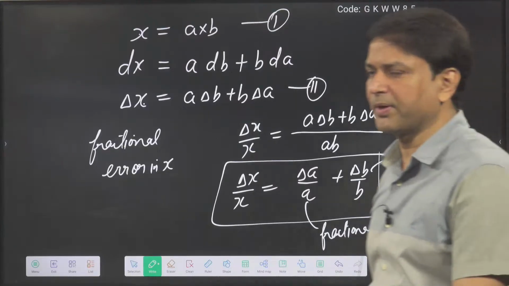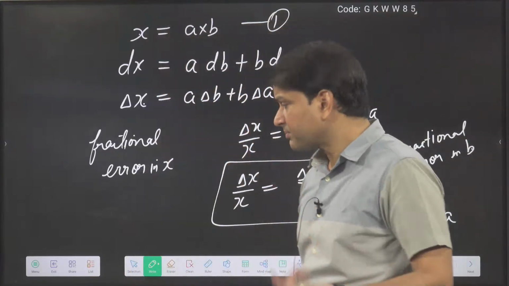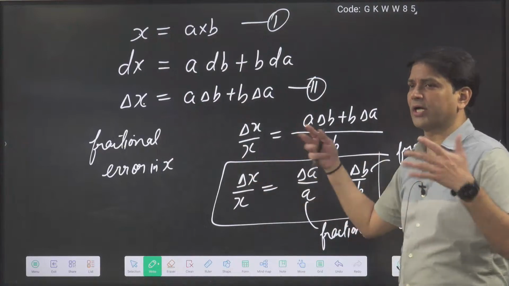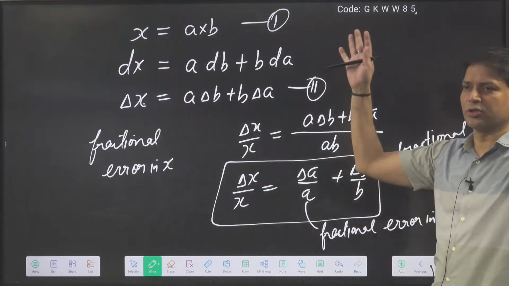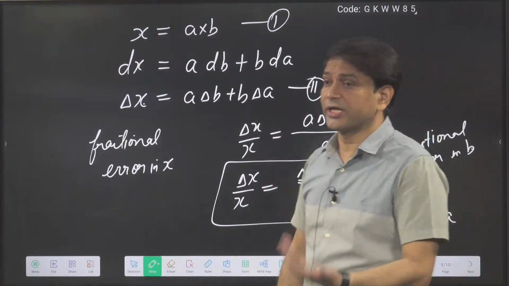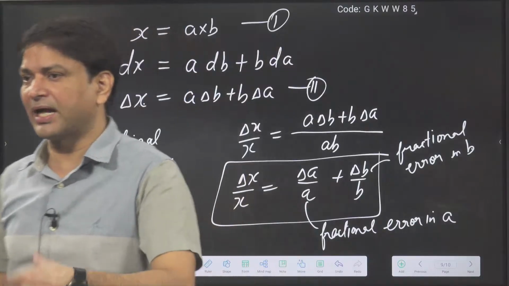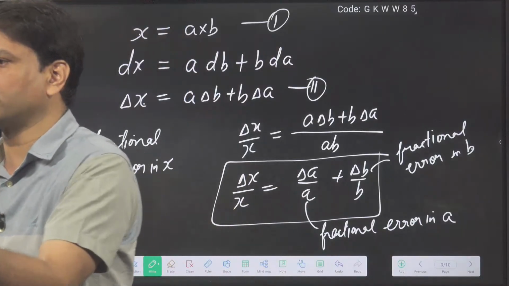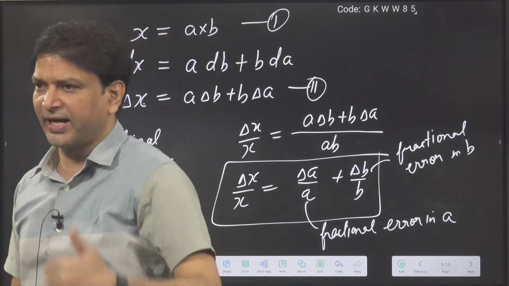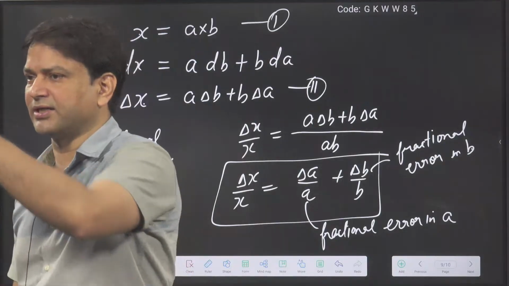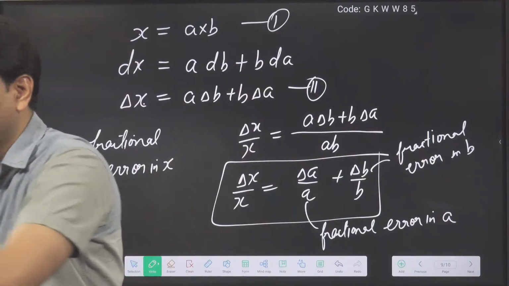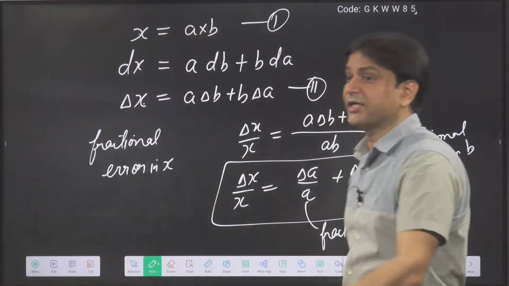So, everybody got this or not? Now you calculated the fractional error. In other cases also, suppose three quantities are there. With three quantities, differentiation is difficult, but I can say x is equal to ABC. So delta x by x is delta a by a plus delta b by b plus delta c by c.